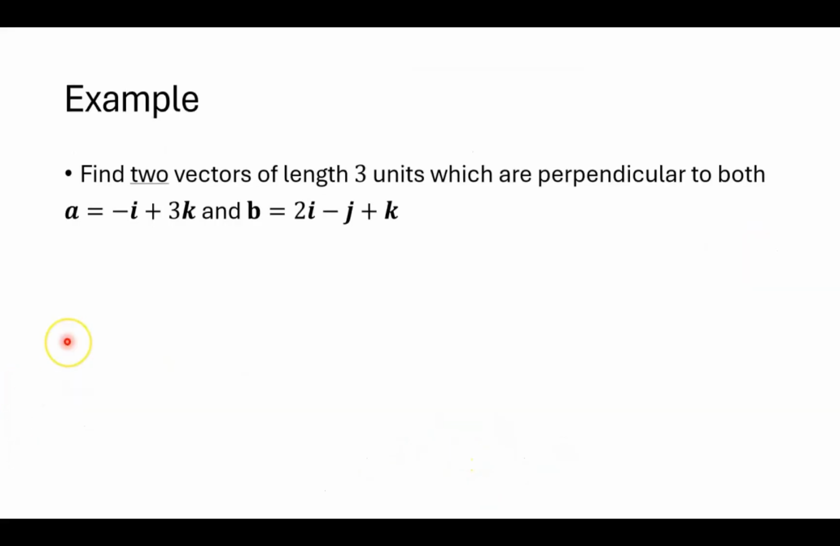Now let's do an example of how you use cross product. Find two vectors with length 3 units which are perpendicular to both A and B here. After reading this question, you see the word perpendicular. If you see perpendicular between two vectors, this means you need to use the dot product. But for this case, you need to find another perpendicular vector. So you need to use the cross product in this case.